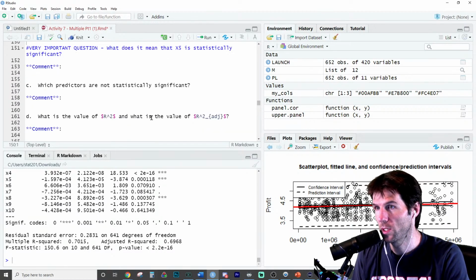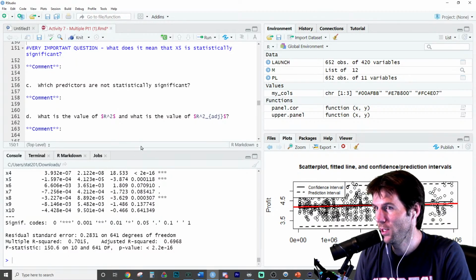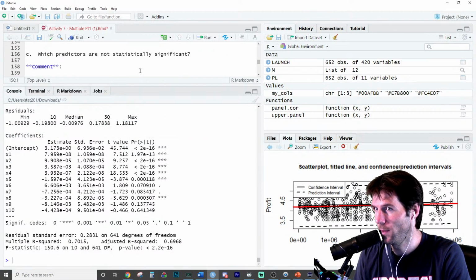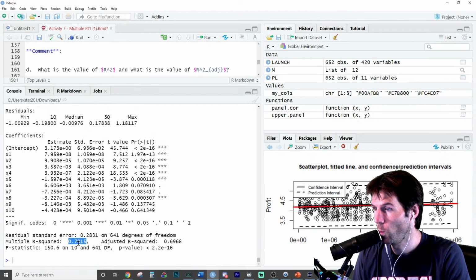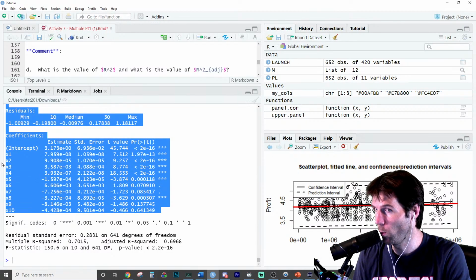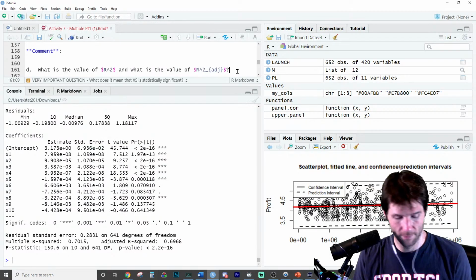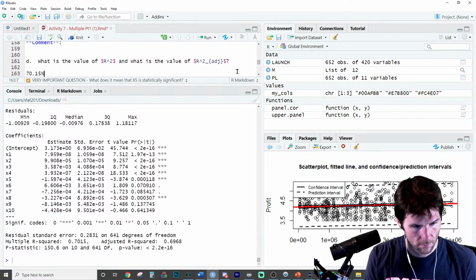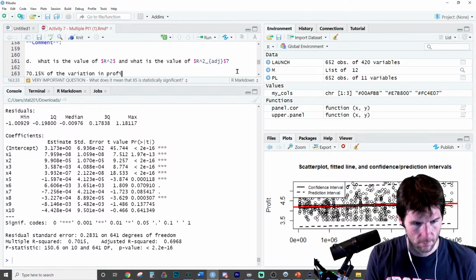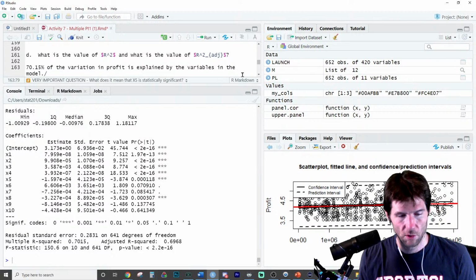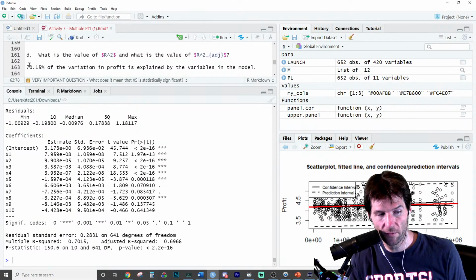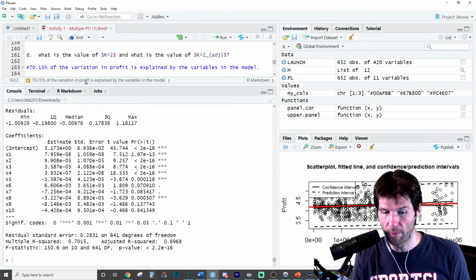What is the value of r squared and what is the value of r squared adjusted? So r squared, and Stats 1 should know this, is the percent of variation in y explained by the variables in the model. So 70.15% of the variation in profit is explained by the x's in the model, or the model explains 70.15% of the variation in profit. Let's write that down. 70.15% of the variation in profit is explained by the variables in the model.